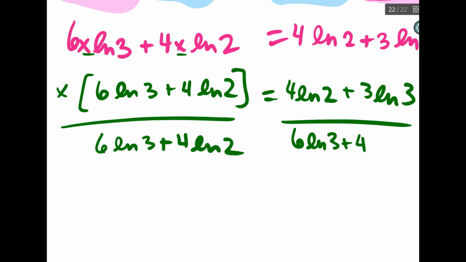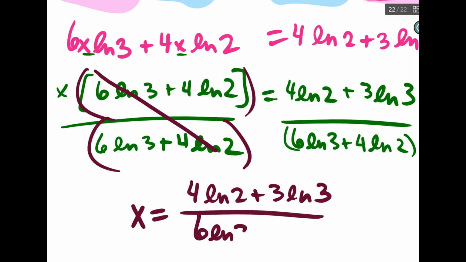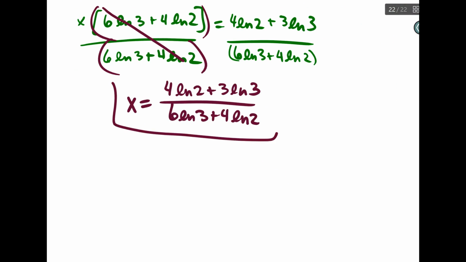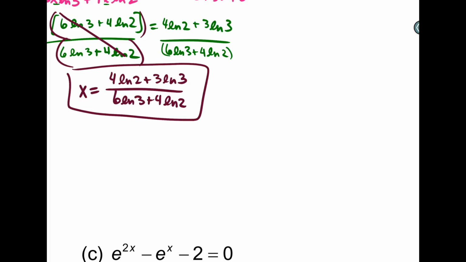Notice that the 4 ln 2 does not cancel out because these are binomials, which means they're adding together. So I can't just go and cross those out. That's a no-no. But this whole thing is the same binomial. So x, just to reiterate, is 4 ln 2 plus 3 ln 3 all over 6 ln 3 plus 4 ln 2. That's it. You could plug this into your calculator and find a number, but it's fine. Alright, let's do C.